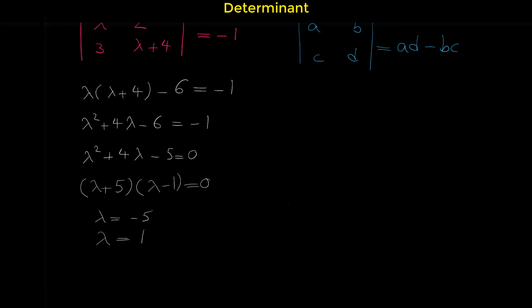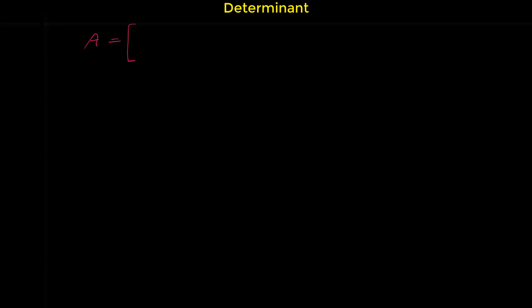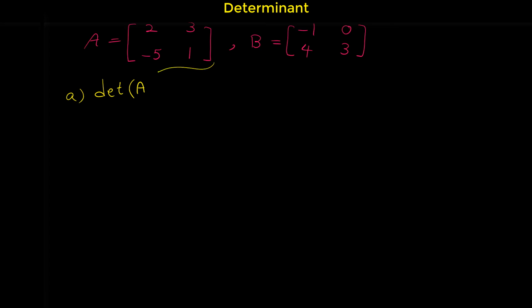Let me show you another example. These two matrices are given: matrix A is 2, 3, negative 5, 1, and matrix B is negative 1, 0, 4, and 3. And we are asked to find these values. The first question is to find the determinant of matrix A plus B. So we have to add matrix A to matrix B, and then we have to find the determinant of that matrix.